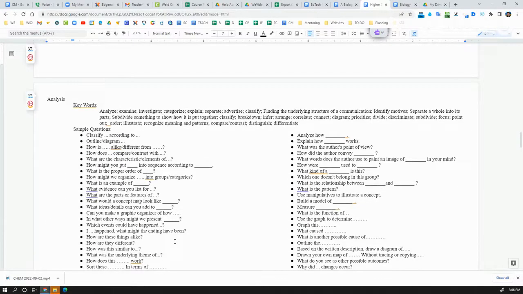Analysis questions ask you to examine, investigate, categorize, separate, and classify information.